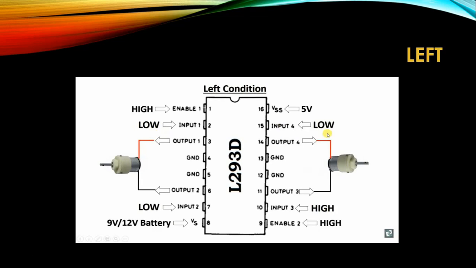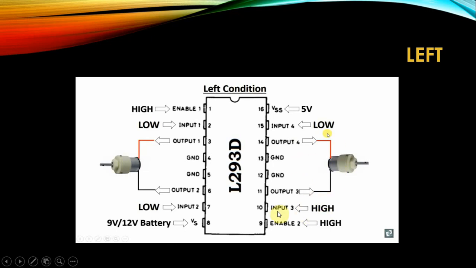Then in order to move left, you can think about how you can turn your entire vehicle to the left: you can rotate your right tire and keep the other tire at rest. So I'm keeping my left tire at rest, that is low. That means the left motor won't work and it won't rotate in any direction, and only the right motor will rotate forward.